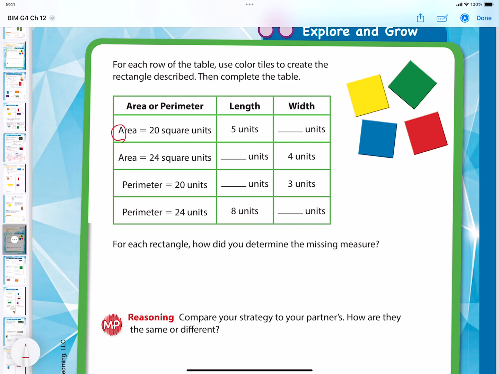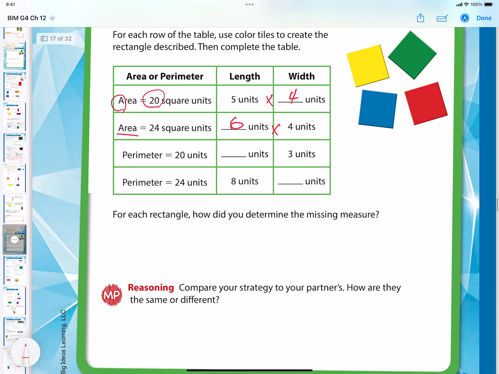We know the area, which means what? Length times width has to be 20, which is 5 times 4. And the area is still given, so that means you need to multiply. What multiplied by 4 is equal to 24? It's going to be 6.